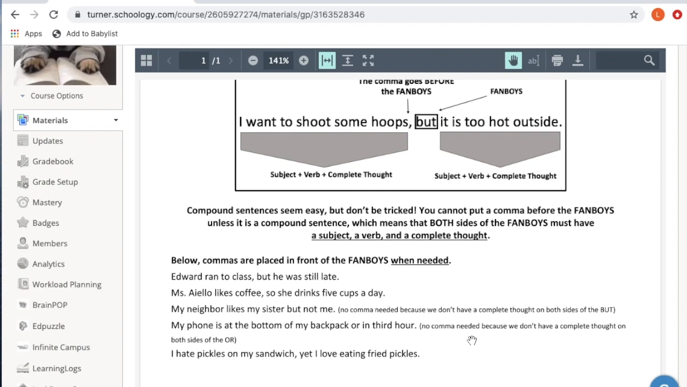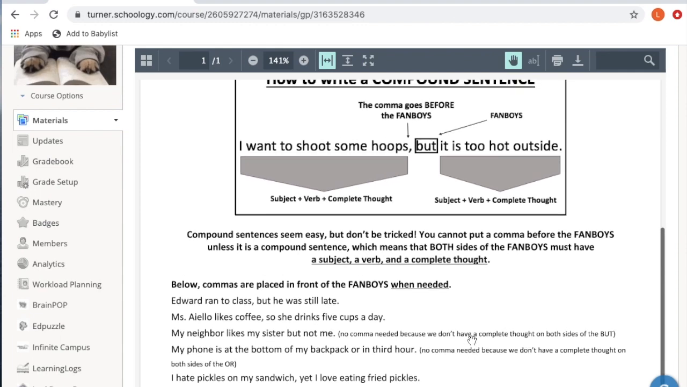You are going to be writing some of your own compound sentences this week for Bell Work, so good luck and have fun. As always, let me know when you need help.